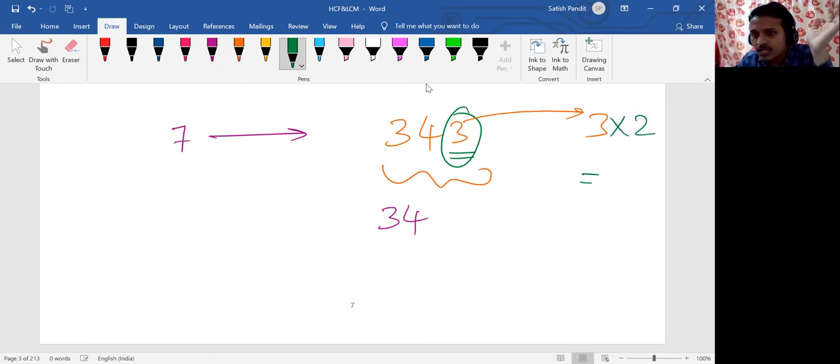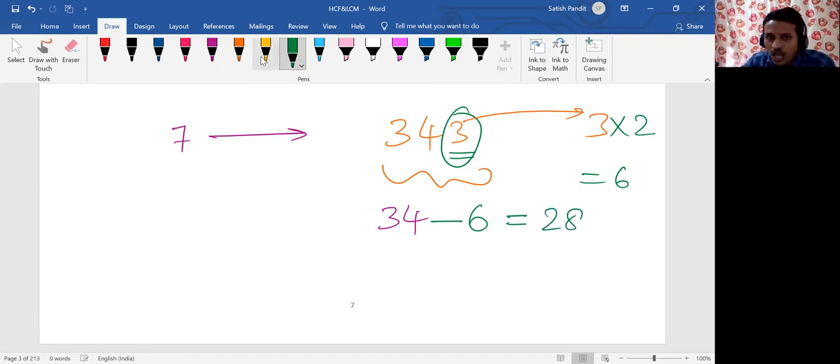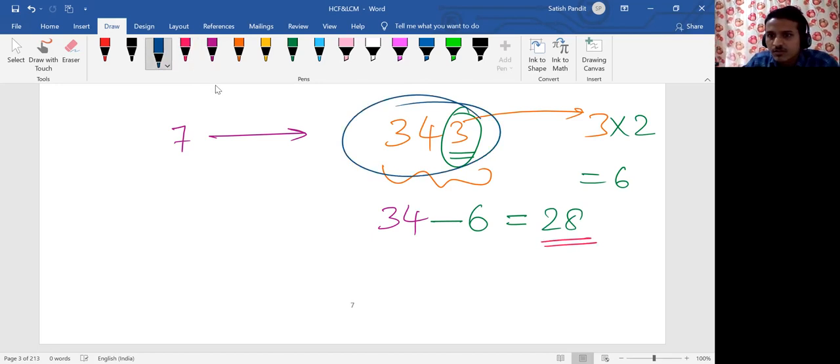After that, it will be doubled, so it will become 6. So we have to subtract from the remaining digits. So minus 6. So how much will you get? 28. Now, if the number obtained is divisible by 7, then the complete number is divisible by 7.